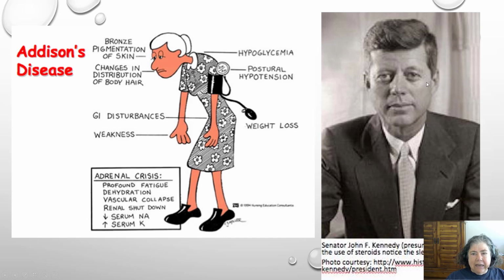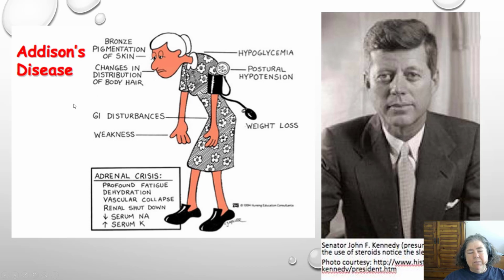Addison disease, and again a picture of JFK, and this is earlier in his life where he looks kind of skinny. If you look at pictures shortly before he was assassinated, his face is much rounder. You get hypoglycemia, hypotension, particularly postural hypotension. So stand up, blood pressure drops, get dizzy. GI disturbances, nausea, vomiting, weakness, weight loss, sometimes changes in the distribution of body hair, and this bronze pigmentation of the skin.